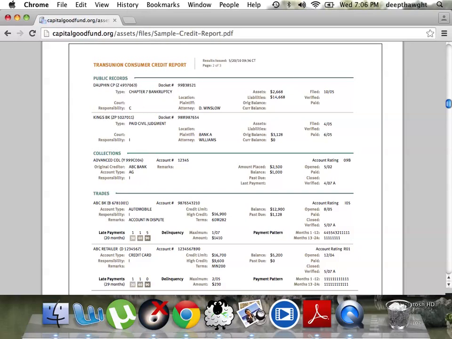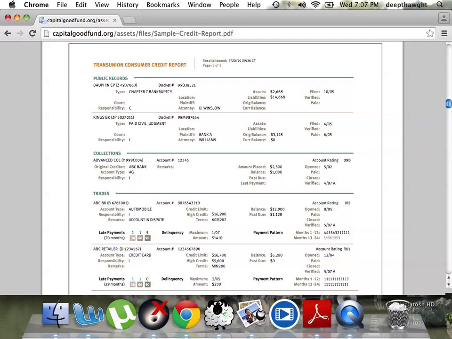And right here is a Chapter 7 bankruptcy. And then right here, there's a public records. And there's a paid civil judgment that was on the credit report, a paid judgment. So this shows the original balance, and it shows the current balance, and it shows that the judgment was paid.